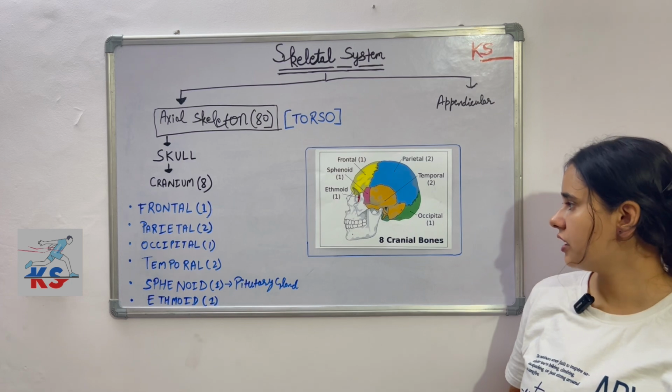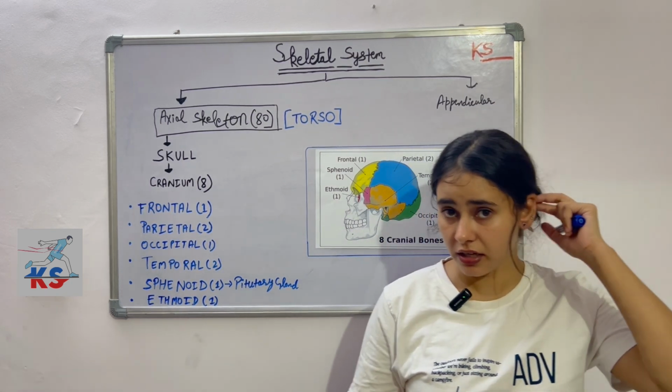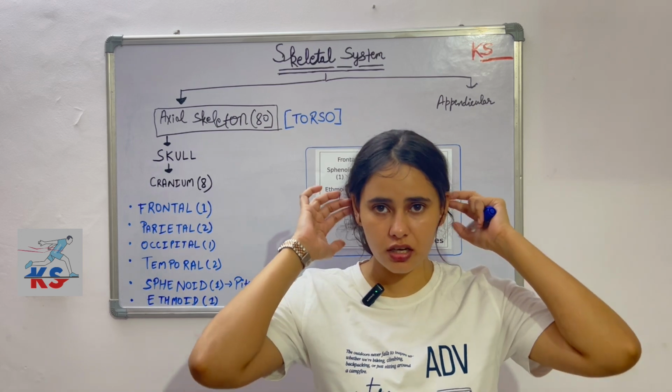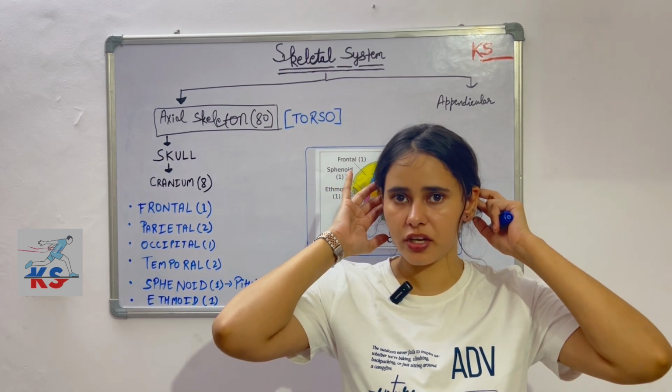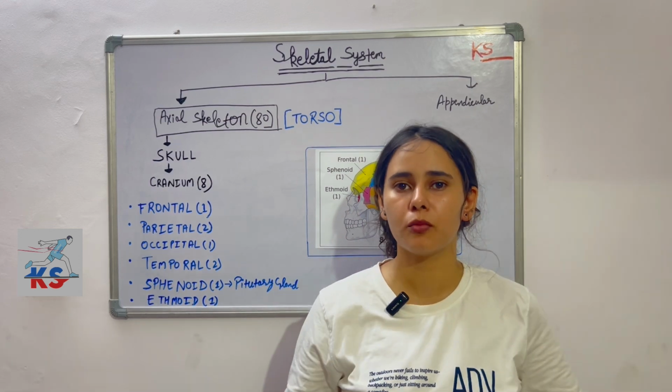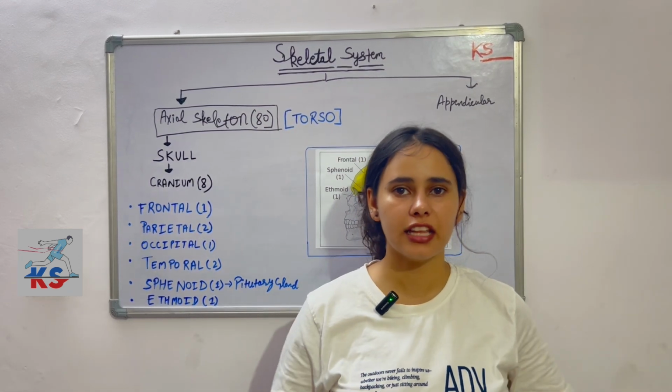Now the fourth one is temporal. The temporal bone is present here at the back of our ear. If you touch the back of our ear, you will feel this hard portion. Okay, this hard portion is the temporal bone. It is also a paired bone, one at the right side and one at the left side.